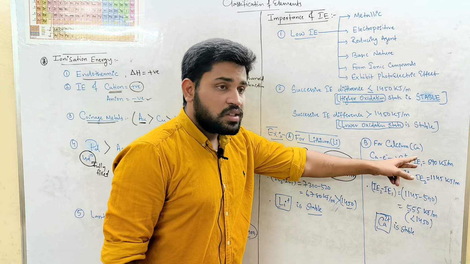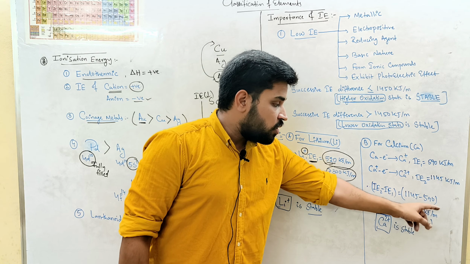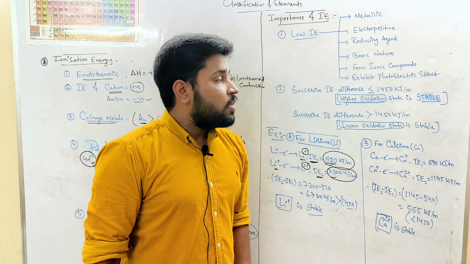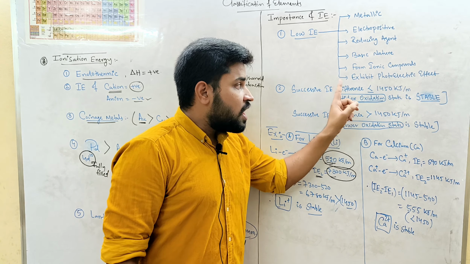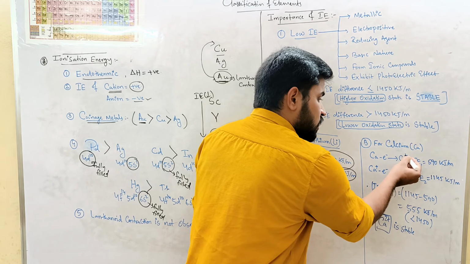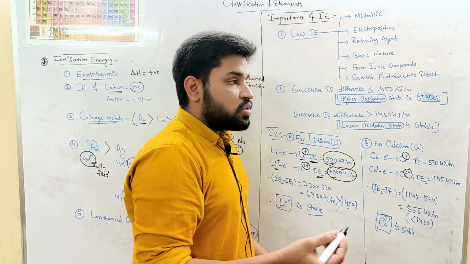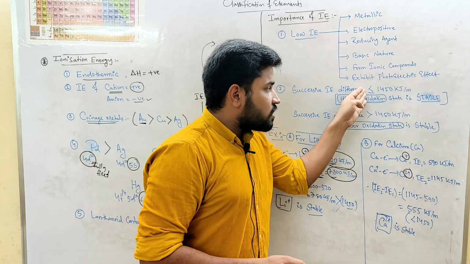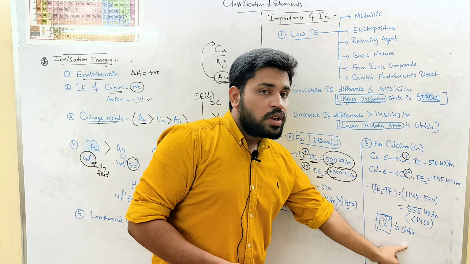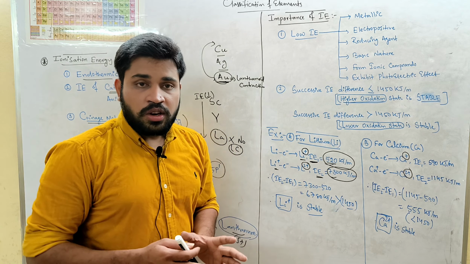Now you will see the difference in the successive ionization energies. 1145 minus 590, how much are we getting? 555 kilojoules per mole, which is less than 1450 kilojoules. When it is less than 1450 kilojoules, what can we say? Higher oxidation state is stable. Here Ca plus, plus 1, is the lower oxidation state. Plus 2 is the higher oxidation state. So when the energy difference is less, which one can be stable? Higher oxidation state is stable, that is Ca2 plus is stable. So this is what we have understood from complete ionization energy.